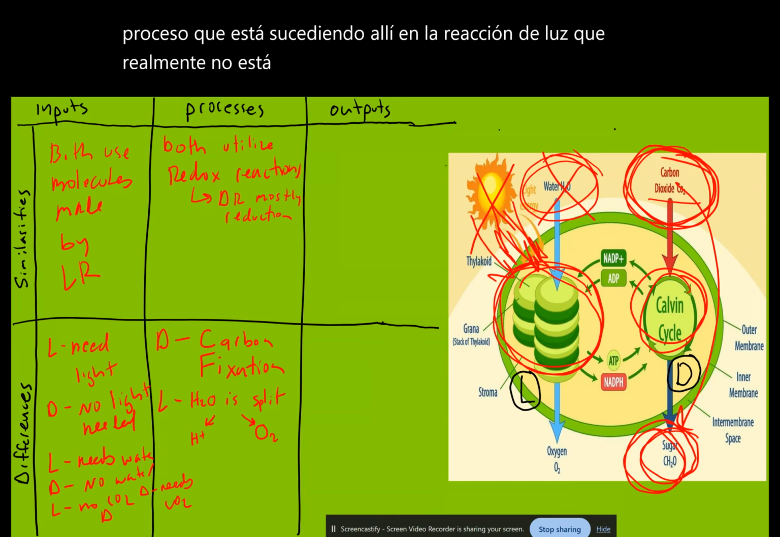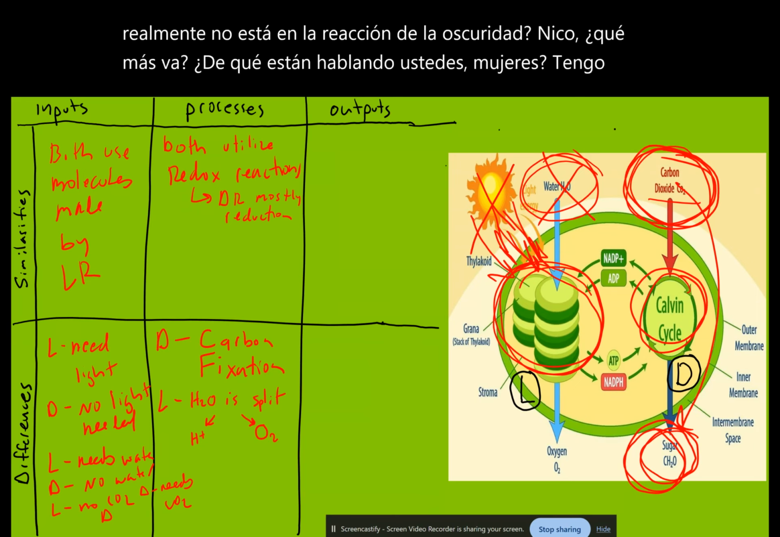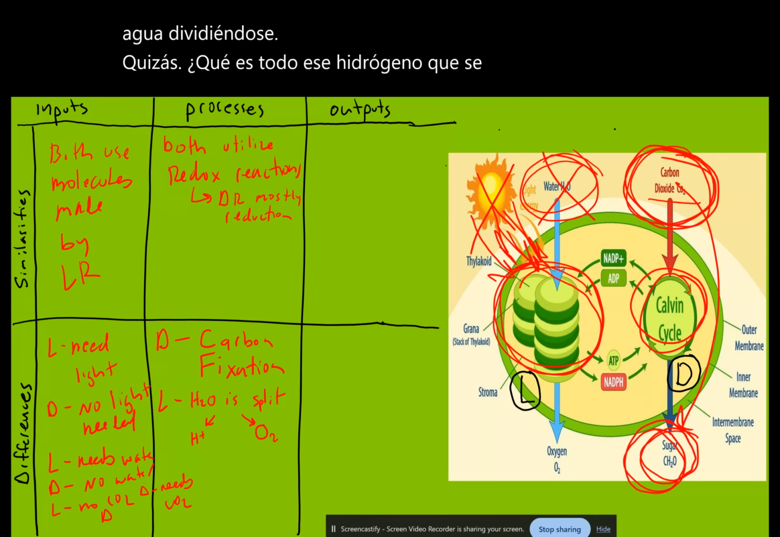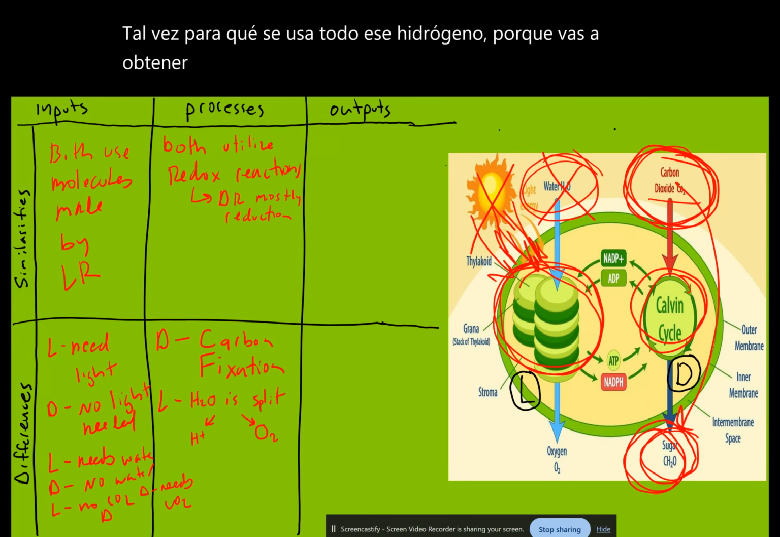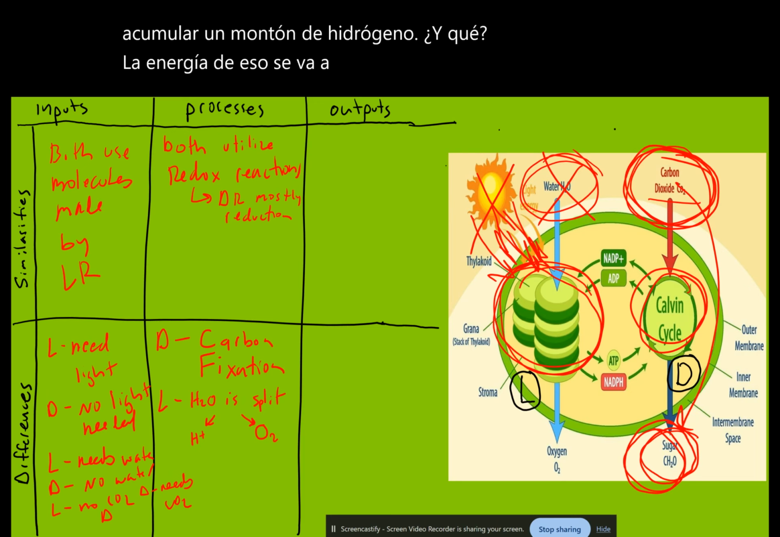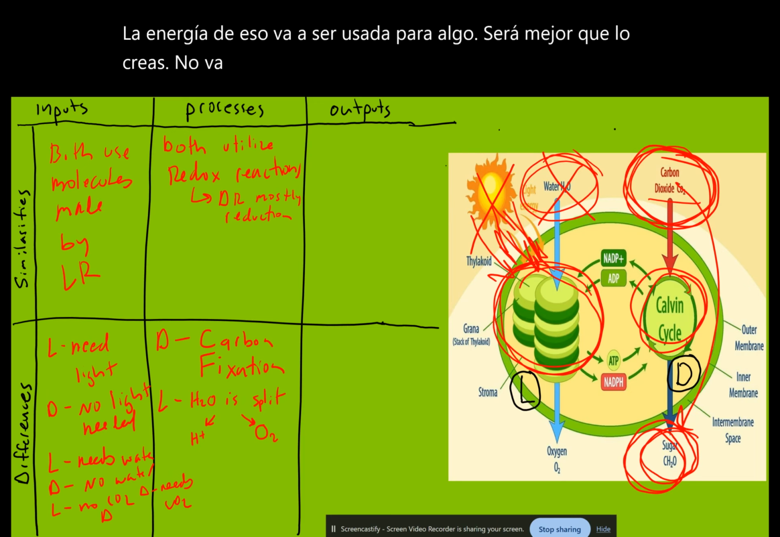Nico, what else is going on? What did you talk about? We got the water splitting. Maybe what's all that hydrogen being used for? Because you're going to get a whole bunch of hydrogen building up. So the energy from that is going to be used for something. You better believe it. So what's going to be made from that hydrogen?